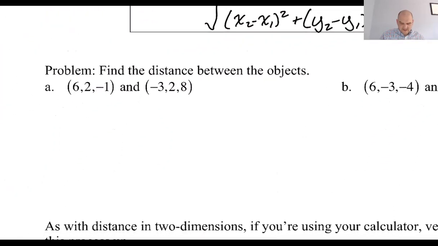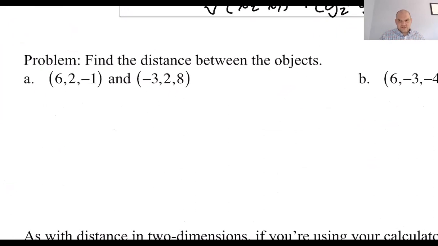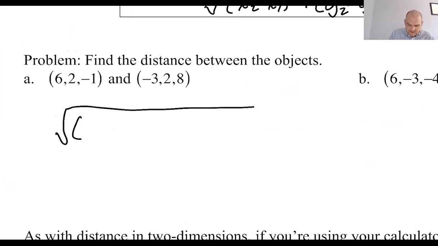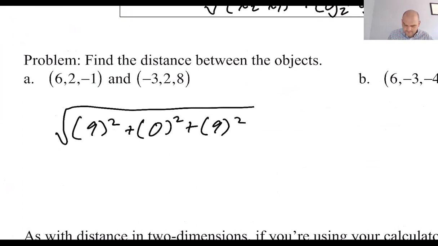Okay, find the distance between the two objects. They're points in part A. In part B, they're not both points, so I guess that's why it says that. So for this one, let's just apply the distance formula. Ah, see, I did it already. So 6 minus -3 is 9 squared, plus 2 minus 2 is 0. I'm going to say that I'm squaring that. Plus -1 minus 8 is -9, but I'm going to just use 9 because I'm squaring it.